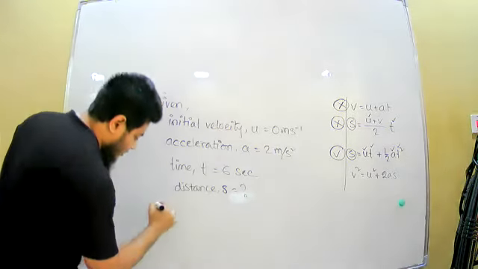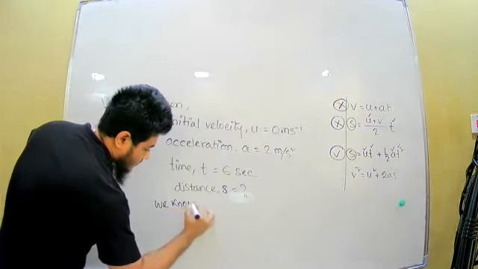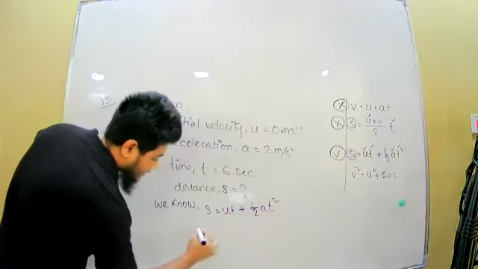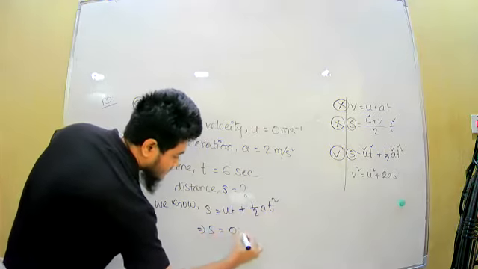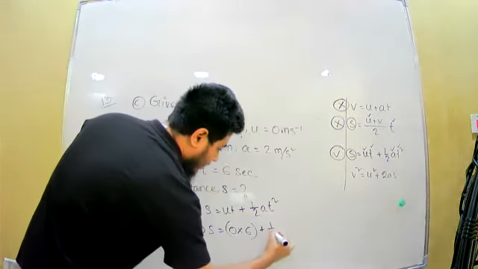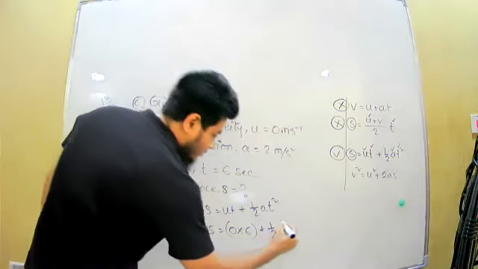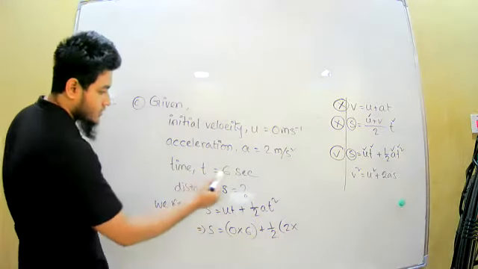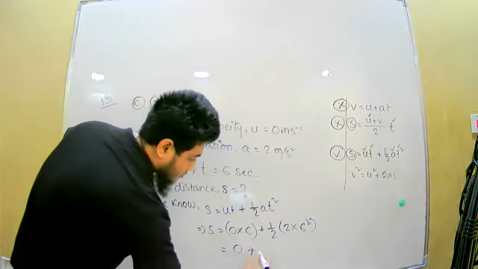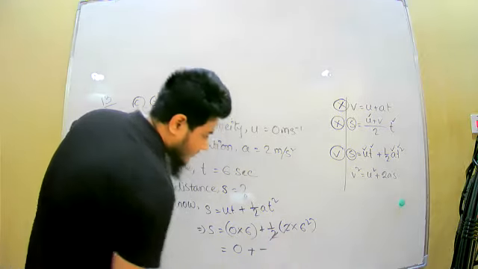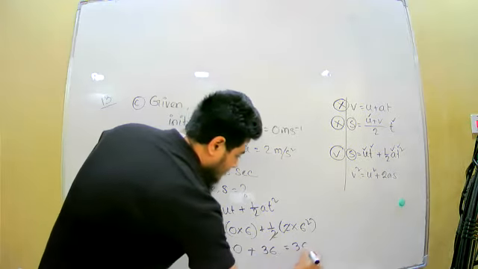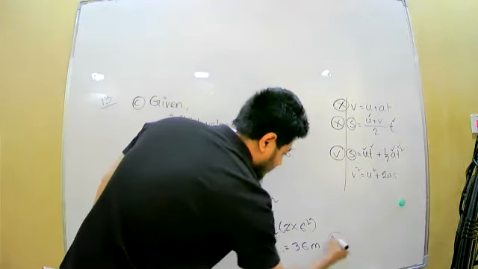So then we will write: we know s is equal to ut plus half at square. So s is equal to initial velocity u into time, which is 6. I am just replacing the values, okay? So half, acceleration is how much? 2. So it will be 2 into t square, 6 seconds, that is 6 square. So 0 into 6 will become 0, plus half into 2, they will cancel each other, and it will be 6 square, which means 36. So 0 plus 36 is 36 meter. So that is your answer.